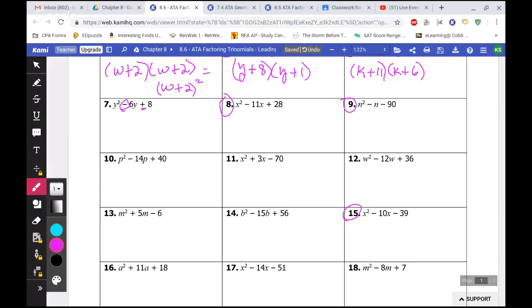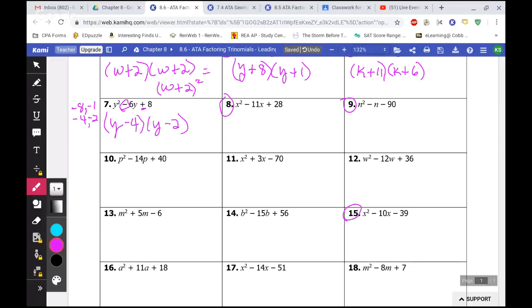So what are the factors of 8? If I multiplied -4 and -2, that would give me a positive 8. But if I added them, it would give me a -6. -1 and -8 also would give me a positive 8, but that would give me a -9 as my middle term. So that's why that one wouldn't work. So it's y minus 4, y minus 2.